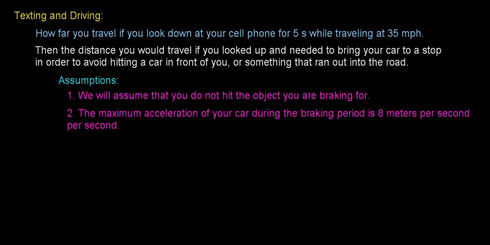The second assumption is that the maximum rate at which your car can slow down is going to be 8 meters per second squared. And the last thing that we're going to assume is that your reaction time is going to be 0.75 seconds. That is, the time it takes between when you look up and see the braking car in front of you or the animal that runs out in front of your car and the time it takes for you to physically react to that stimulus is 0.75 seconds.